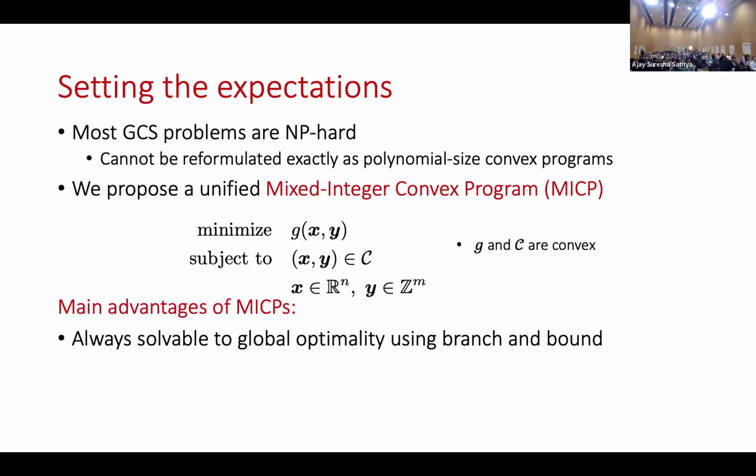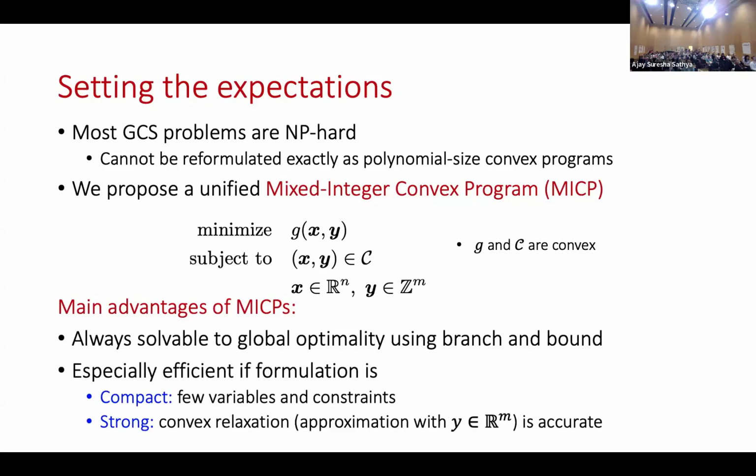Why are MICPs in some way a good class of optimization problems? Well, because using enumeration techniques like branch and bound, they can always be solved to global optimality, provided that a solution exists. And also they can be efficient in some cases. This kind of exhaustive enumeration can sometimes be pretty efficient. And the things that make a mixed integer program efficient are essentially two. The first is obvious. The problem needs to be compact, meaning that it must have few variables and constraints.